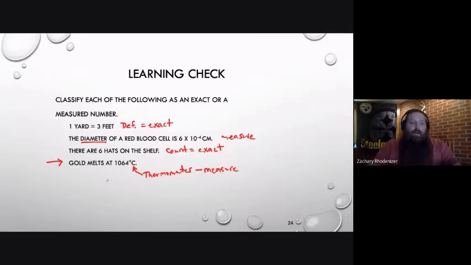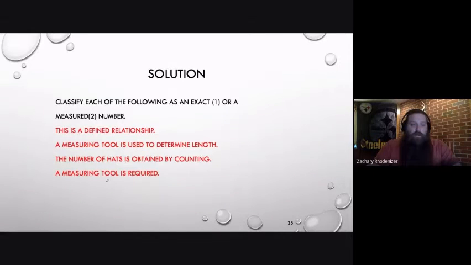So we have two exact numbers there, 1 and 3, and two counted numbers. Let's look at the measured numbers, because exact numbers are easy. You just report them as they are: 2 hats, 6 balls, 75 pizzas, whatever it is.